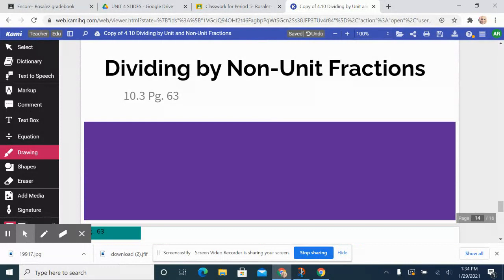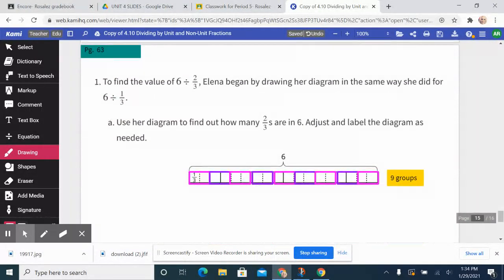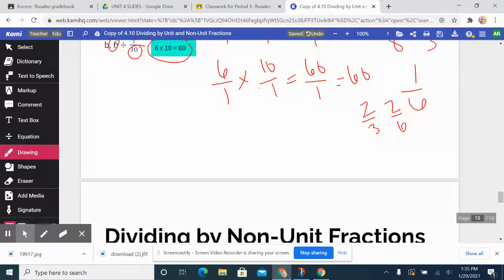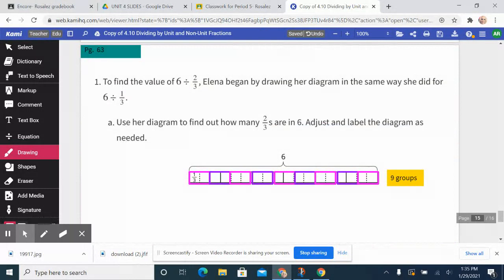All right, last section. So page 63, and I'm only doing number 1. So it says to find the value of 6 divided by 2/3. Now take note, this is different. All the examples that you saw above, it was 1/8, 1/3, 1/6. Well, this new example is going to be 2/3, 2/6, right? That's what we're going to see now. So it's a little bit different.